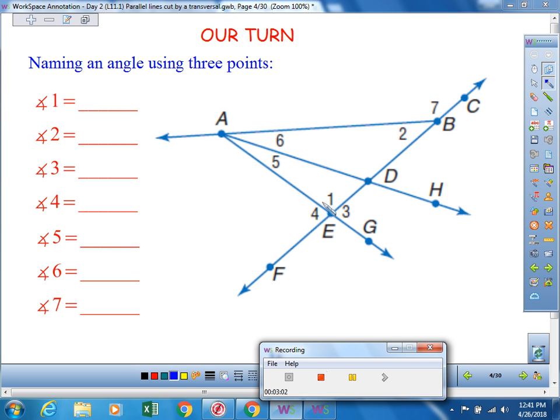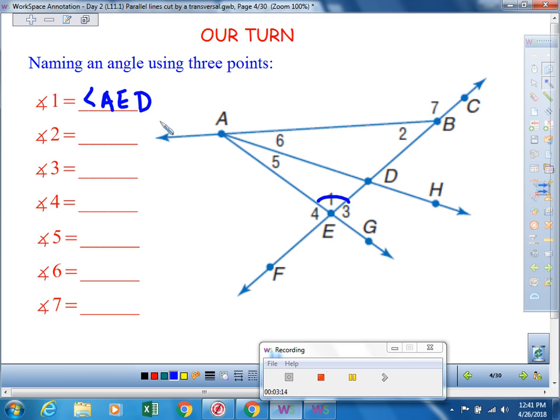Angle 1 is right here. So what letters make it up? A, E, D. So angle AED. Right? It looks like this. The next one is 2 right here. And so remember, you can have them reversed. Just E has to be in the middle. You can have DEA. All right, number 2 is D, B, A. Angle DBA or ADB.